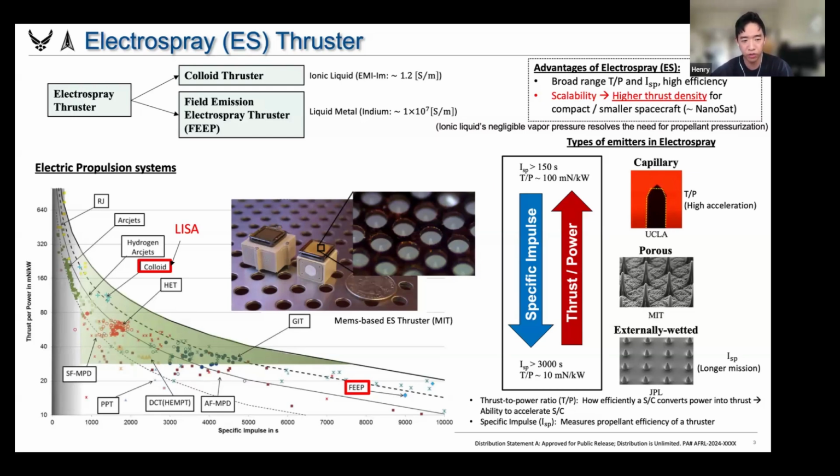The colloid thruster for the LISA mission has a higher thrust to power ratio compared to the FEEP thruster, but it has lower specific impulse, which means lower efficiency. But if you can make arrays of electrosprays, like MIT is working on, with nanometer size arrays, that makes even higher efficiency and higher specific impulse for the colloid thruster. So today we're going to cover the capillary, which has higher thrust to power compared to the externally wetted, which they use for FEEP or even higher ISP thrusters.